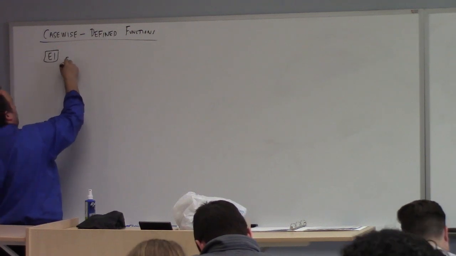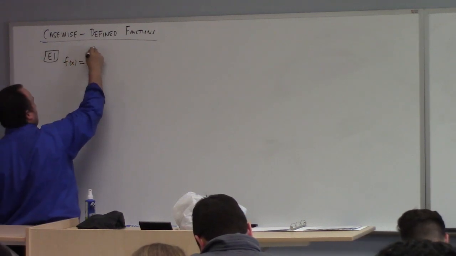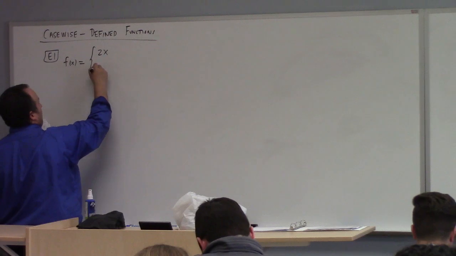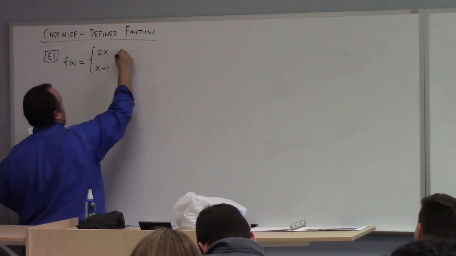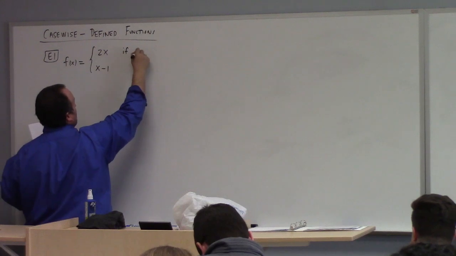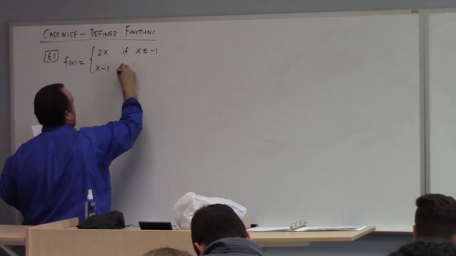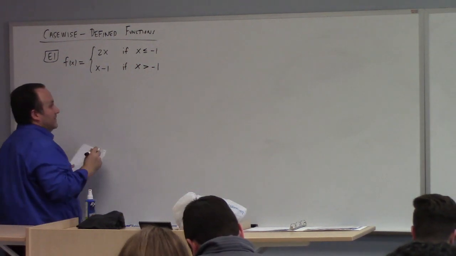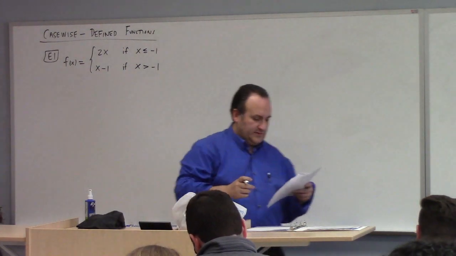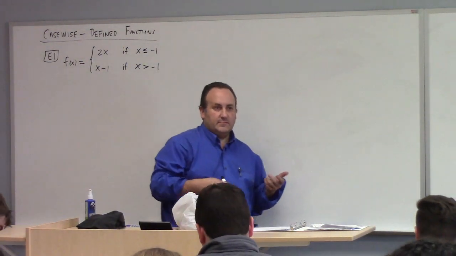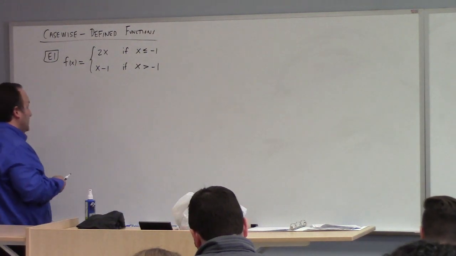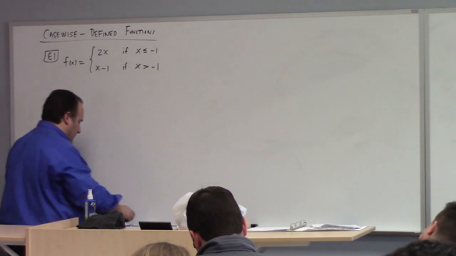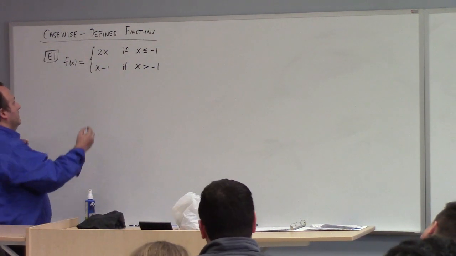Here's the formula. f of x is equal to, in a big curly bracket, 2x and x minus 1. The first case is if x is less than or equal to minus 1. The second case is if x is greater than minus 1. What we're going to do is calculate the values of this function, then decide its domain and range, and graph it, okay?